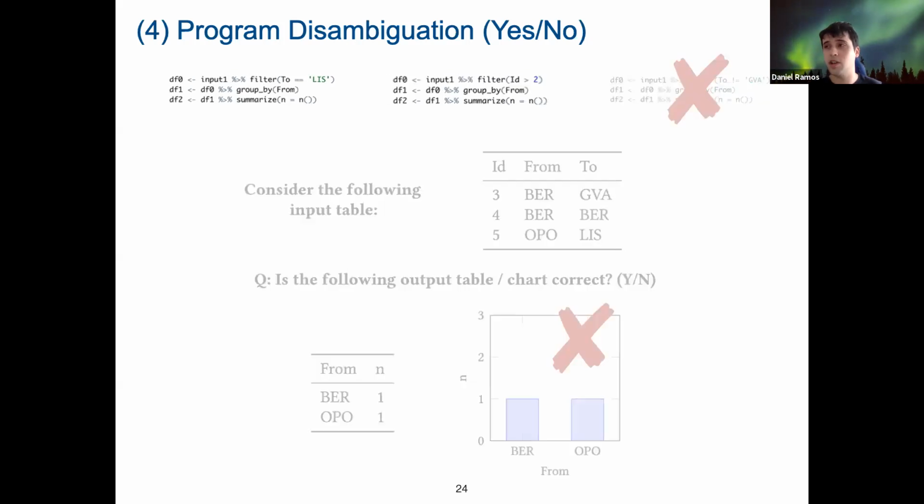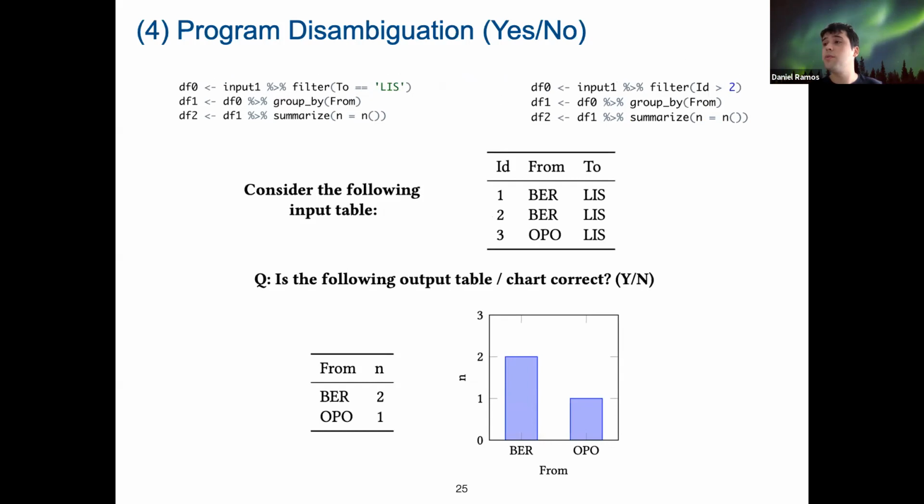And we get into a second interaction round, and then UNCHARTIT generates again a new small test case. And here the user also has to decide whether the computed output is correct or not. And here we have all the flights go to Lisbon, so the bar chart is correct. The user answers yes, and the correct program is returned.